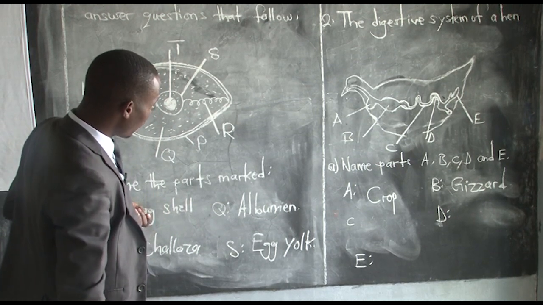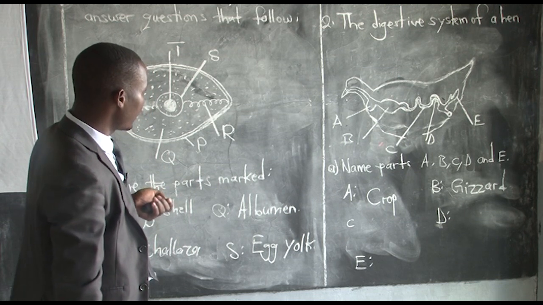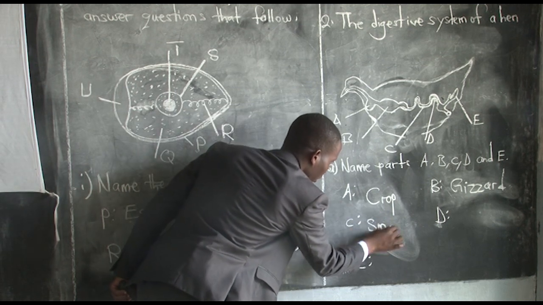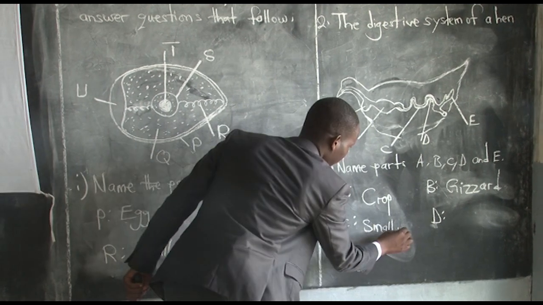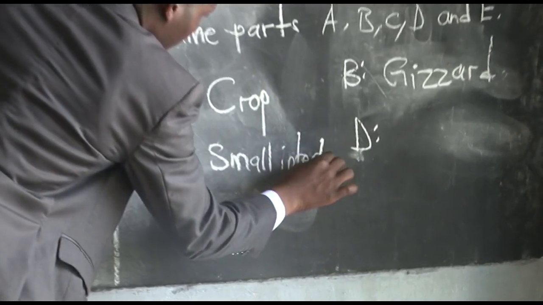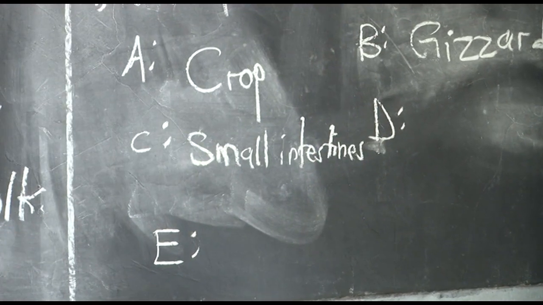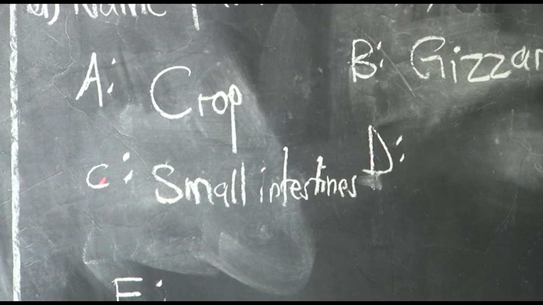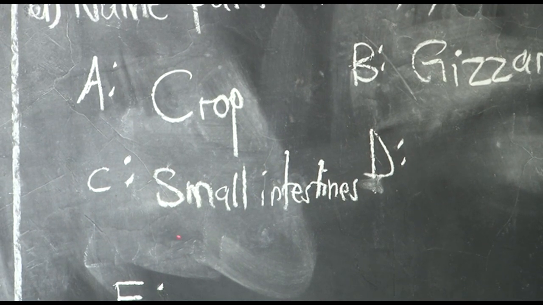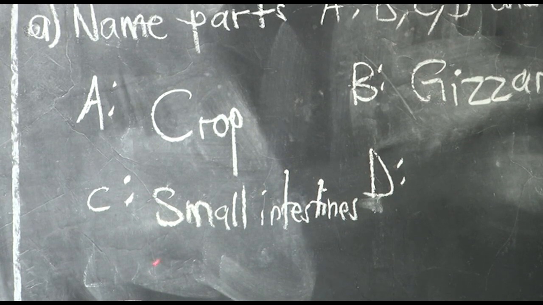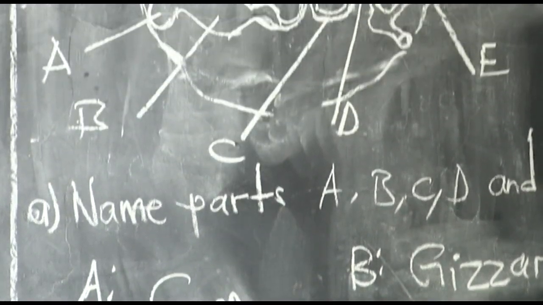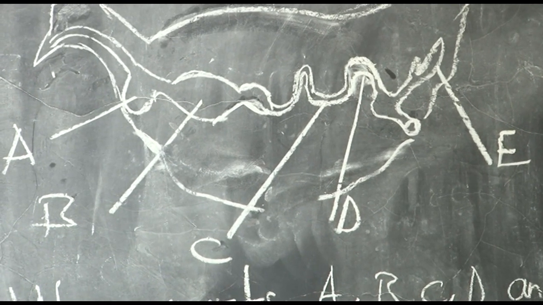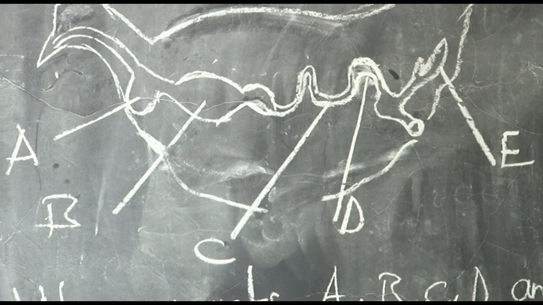And then let us look at part C. Part C here is the small intestine. Just like in human beings, in the digestive system of animals, this is where most of digestion takes place. In birds, the same thing happens. Most of the digestion takes place in the small intestine, and it's where digestion comes to an end. So when you are asked the function, you can say, it's where the digestion ends.